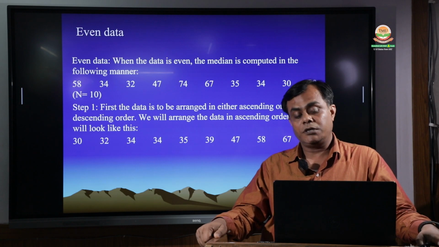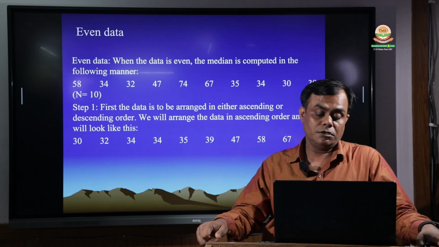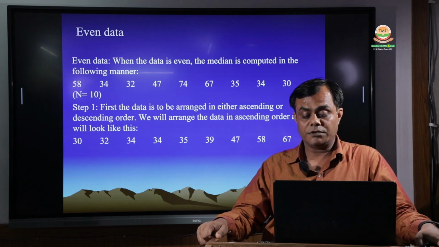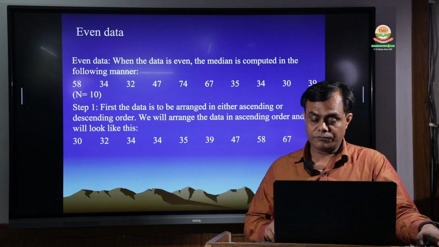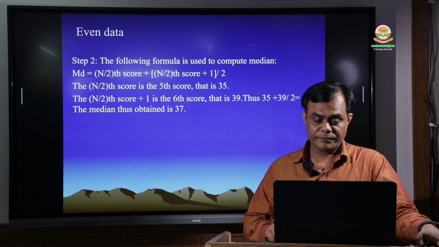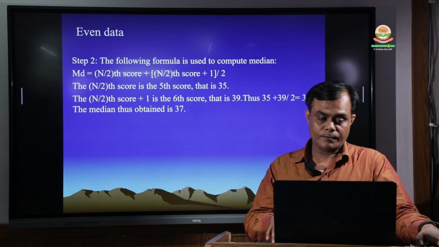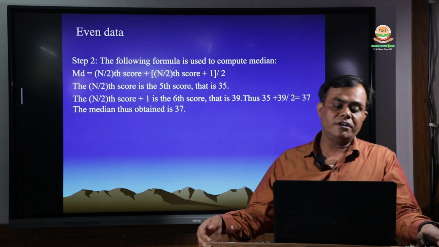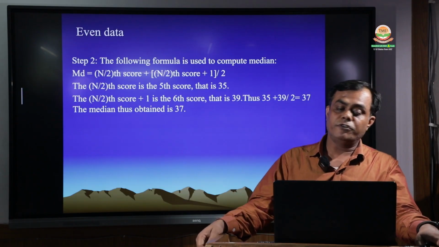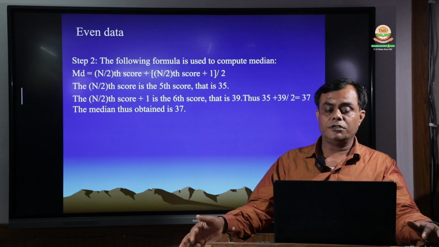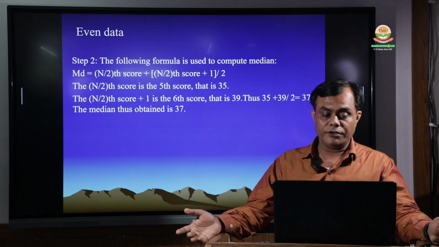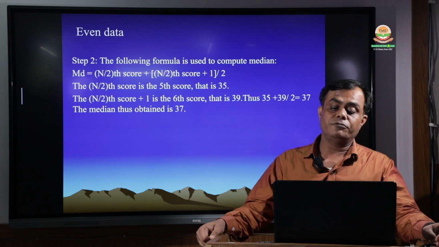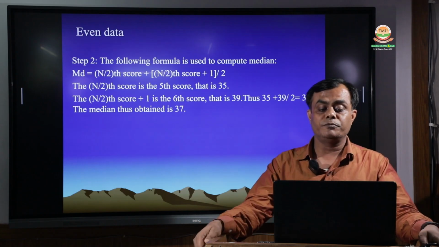So we are going to arrange data in ascending order: 30, 32, 34, 34, 35, 39, 47, 58, 57, 74. So for even data, the first step is arranging the data in ascending or descending order. So we are arranging data in ascending order. The second step is that the following formula is used to compute median.